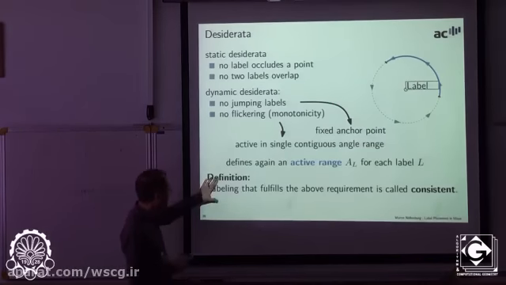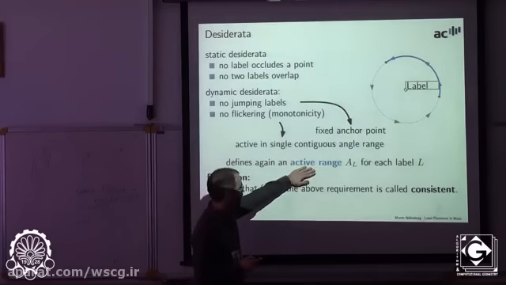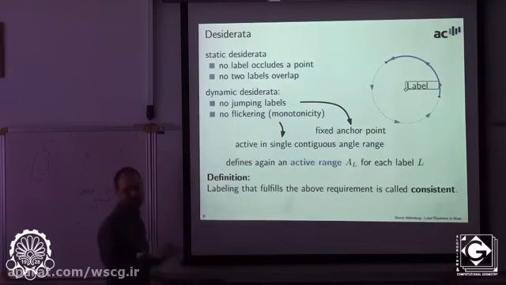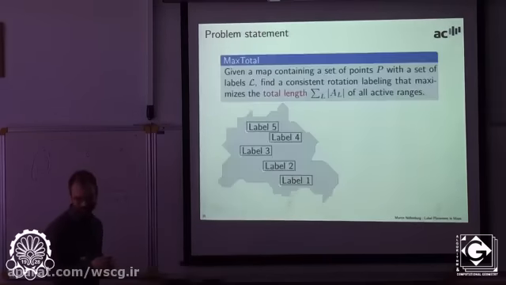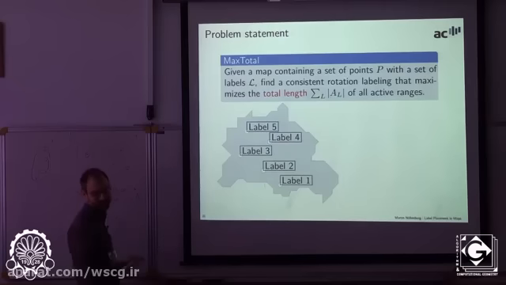Yes, and if we have a labeling that fulfills this kind of thing, so not jumping and a single active range for each label, we call this a consistent or temporal coherent labeling. So if you state the computational problem behind this, we're given this map as a set of points. We want to find a consistent rotation labeling that maximizes, again, the total length of all the active ranges. Same objective function as before, but now these intervals are angle ranges. And what we optimize is one full rotation of the map.